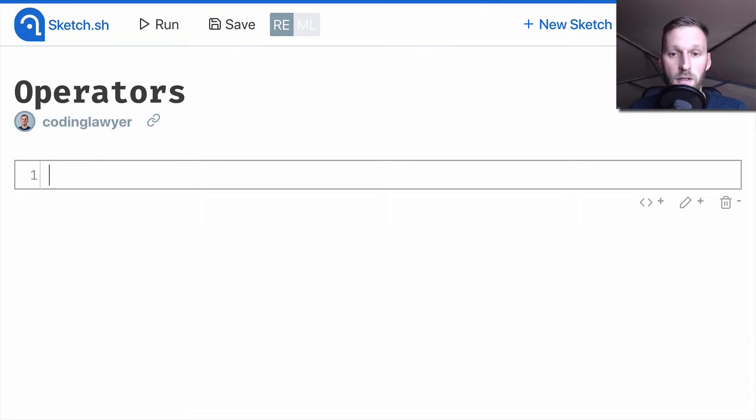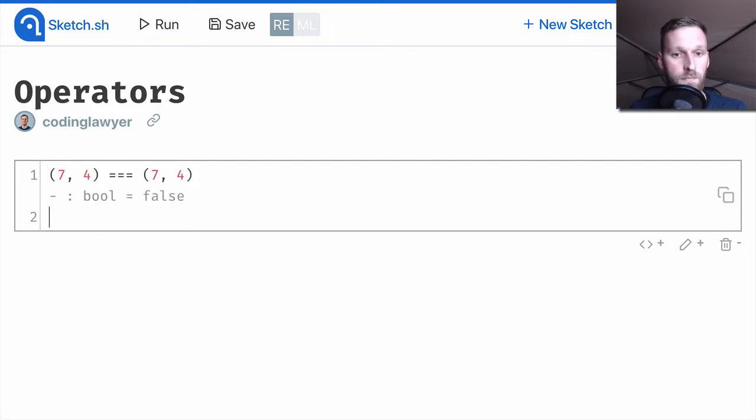Let's try to compare two tuples with the same content using referential equality. For referential equality, we use triple equals. The result of our comparison is false, since although these two values have the same content, they are stored in different places in memory. So, to understand the referential equality in Reason, we need to first investigate how the tuple is represented in memory.